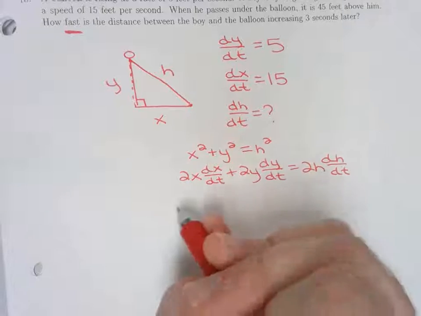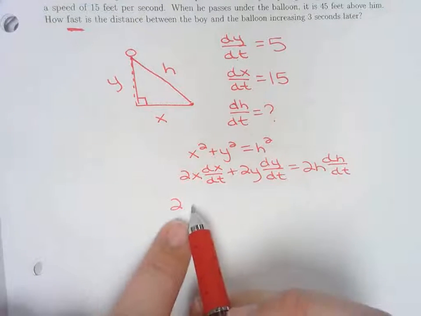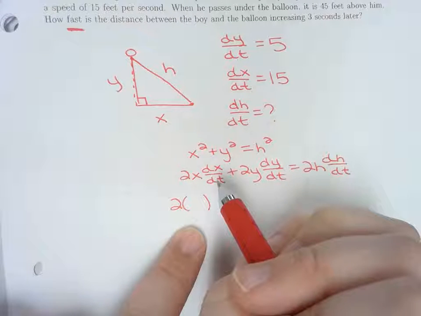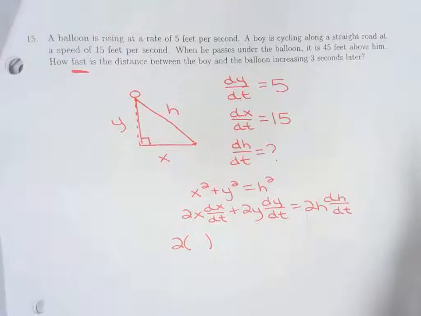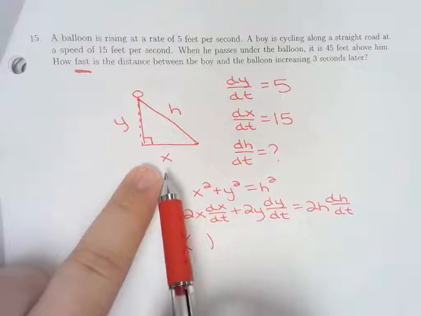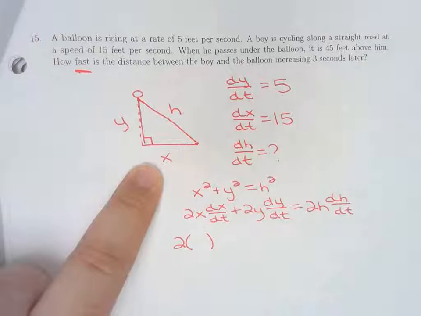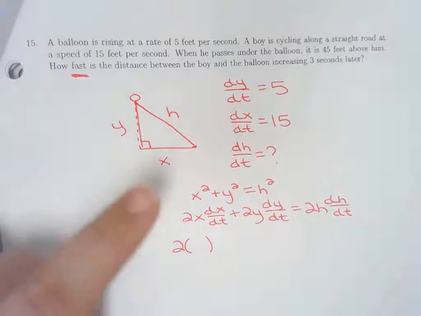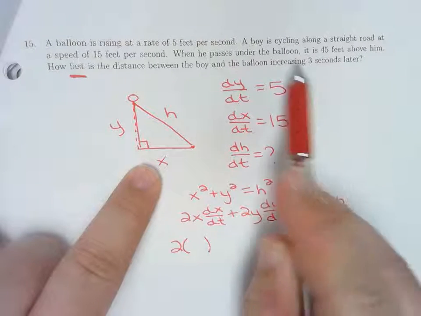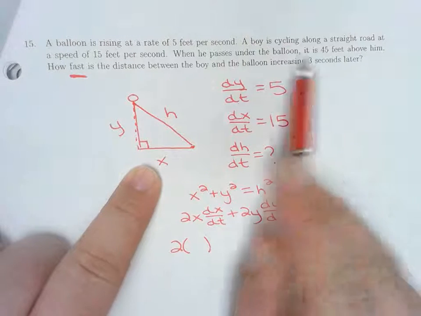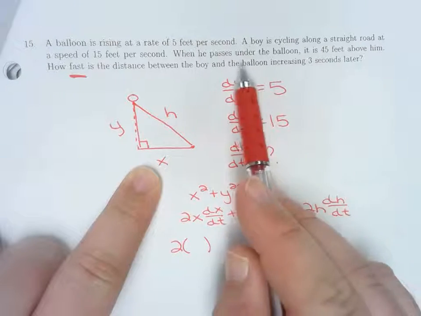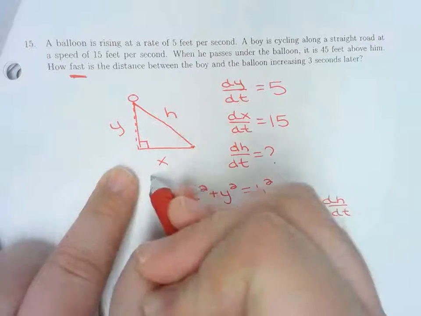As I start plugging in, do I know anything about x? Yes, after 3 seconds it would be 45. Good, so we know x. Now these are not constants, so I cannot plug them in right at the beginning. I have to wait until after I take the derivative to plug them in. He's traveling at 15 feet per second, so after 3 seconds, x is going to be 45.